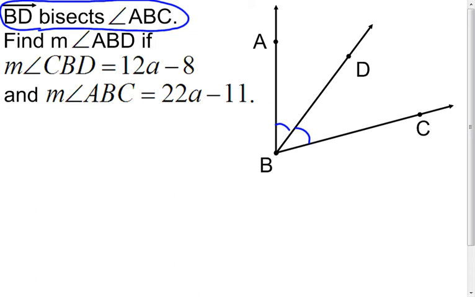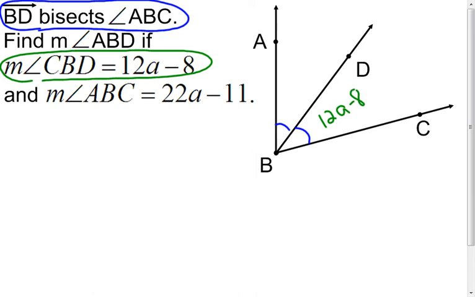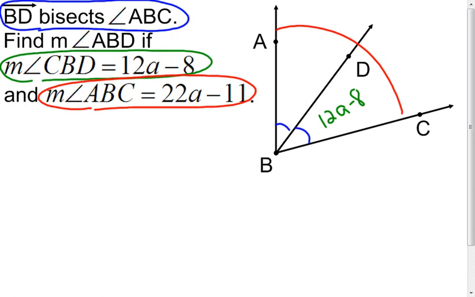Another piece of information it gives me is that the measure of angle CBD is 12a minus 8. So I find angle CBD, that's this one right here, and I write inside of it 12a minus 8. The other piece of information is that the measure of angle ABC is 22a minus 11. It's hard to write that in here because that's the whole angle, and if I wrote it here, it would look like angle ABD is 22a minus 11. So I put a big arc across the angle I want to talk about, and say that this is 22a minus 11.